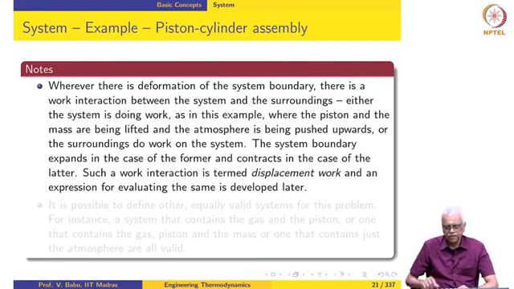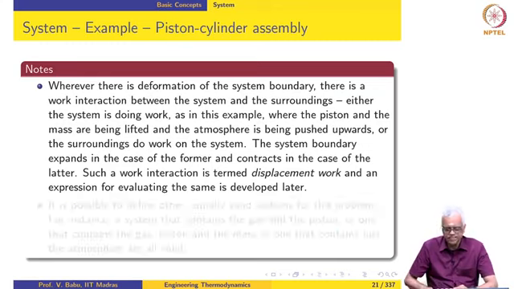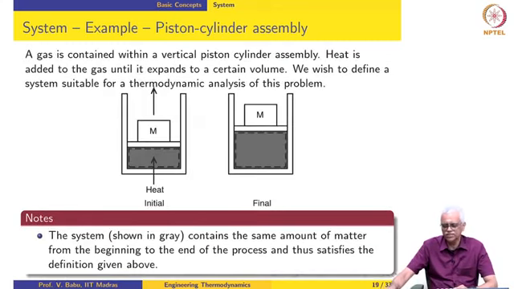As I mentioned earlier, this system is not unique to this problem. We can also define alternative valid systems, some of which may be useful for analysis, some of which may not be actually useful for analysis. For instance, we can define a system which contains the gas and the piston. We can also define a system which contains the gas, piston and the mass, or we can define the atmosphere to be the system. Everything external to it may be defined as a system.